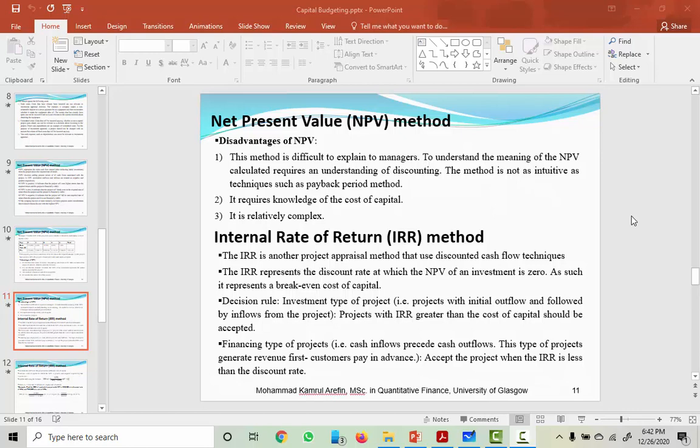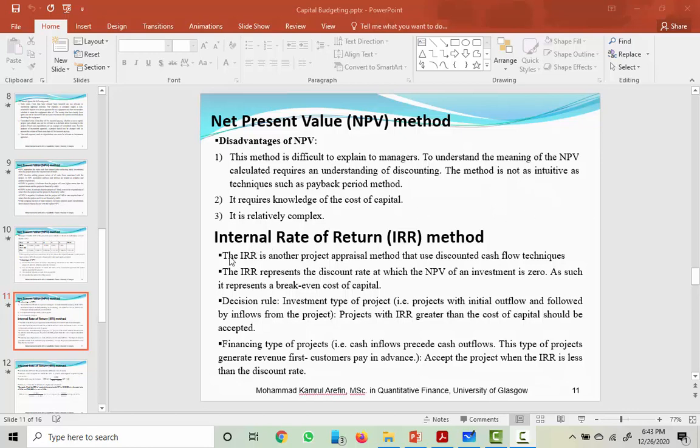In our previous video lecture, I have shown you how to calculate payback period and discounted payback period. We have also learned net present value and its interpretation. So today we will start with the internal rate of return method. This is another very useful and very important method of project evaluation.